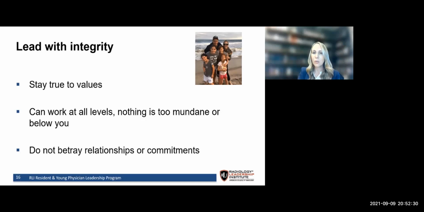So my advice to you is to bring your whole authentic self into your roles, and your authenticity will be both valued and appreciated. It turns out we're all humans working in the hospital or your practice, and no one is a robot or completely unbound. So as a leader, be sure not to betray your relationships or commitments, both at work and outside of work at home.